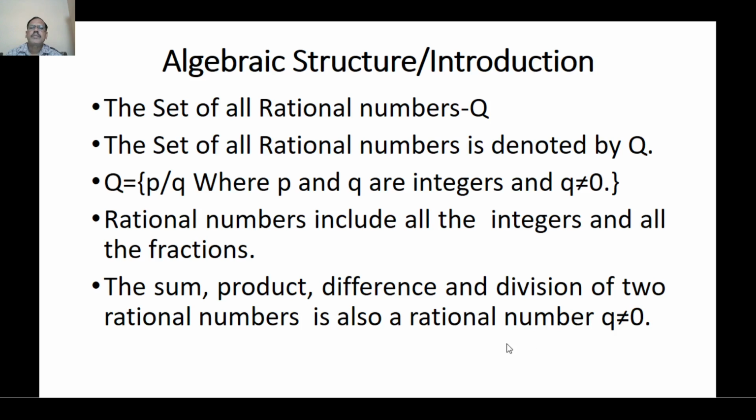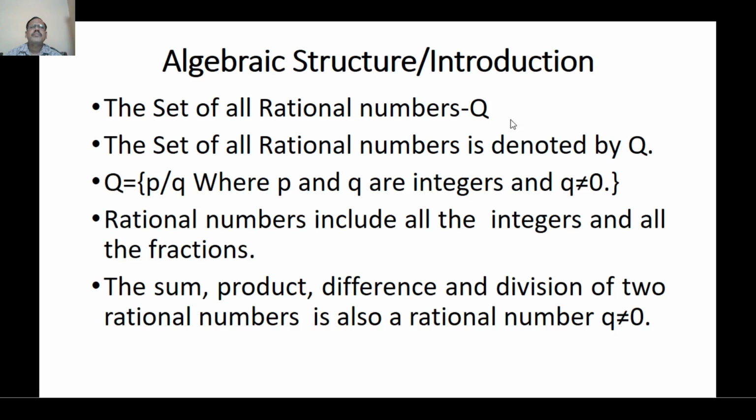So denominator is not equal to 0. So sum, product, difference and division of two rational numbers is also a rational number, except for the division case, where the denominator is not equal to 0. So this is one of the big sets, the set of all rational numbers.